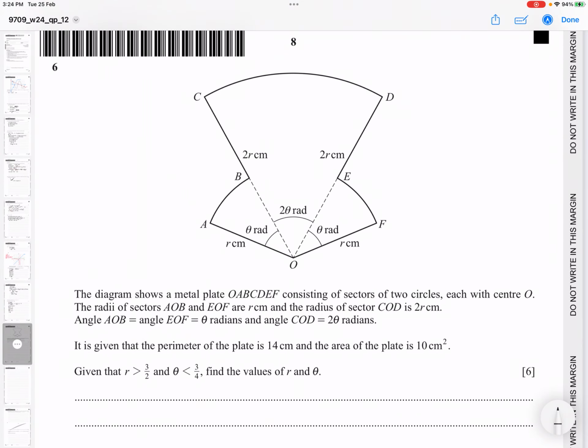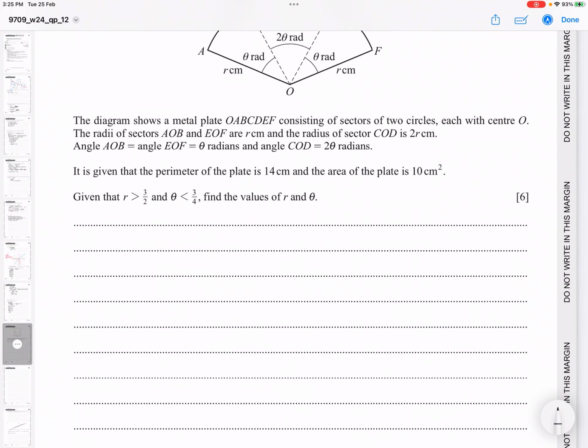Question number 6. Diagram shows a metal plate O, A, B, C, D, E, F consisting of sectors of 2 circles, each with center O. Radii of sectors AOB and EOF are r centimeter, and radius of sector COD is 2r centimeter. Angle AOB equals angle EOF equals theta radian, and angle COD equals 2 theta radian. It is given that the perimeter of the plate is 14 centimeter and the area of the plate is 10. Given that r is greater than 3 by 2 and theta is less than 3 by 4, find the values of r and theta. 6 mark question.